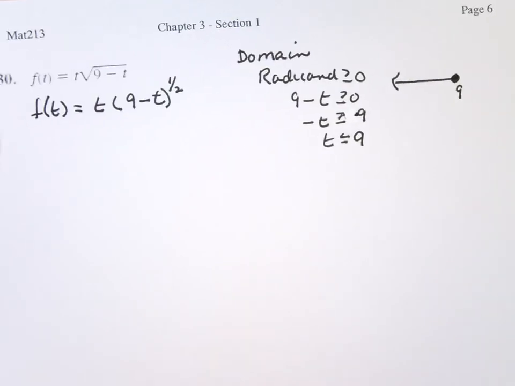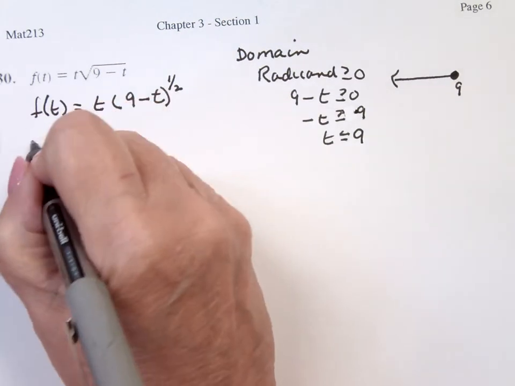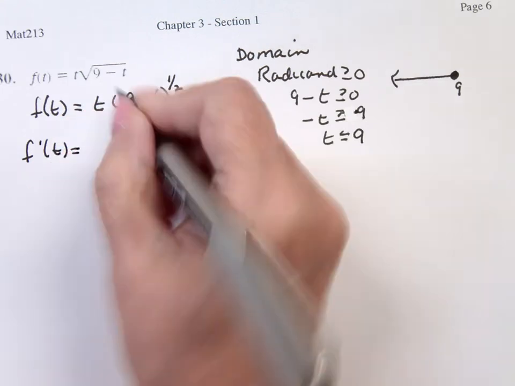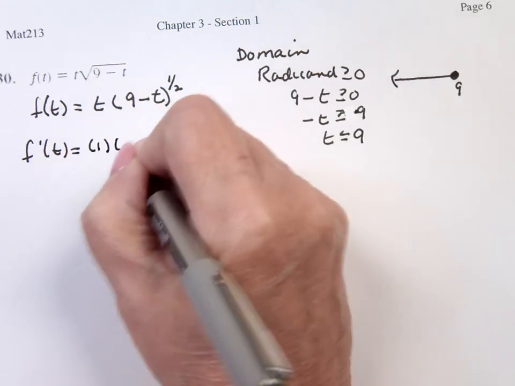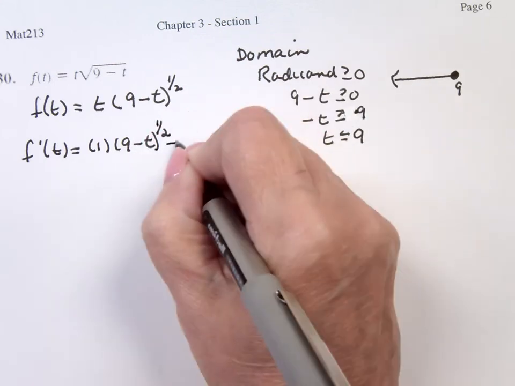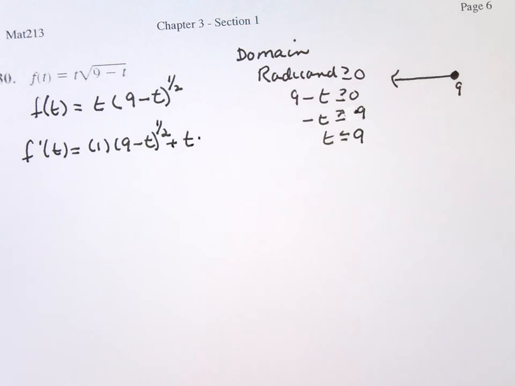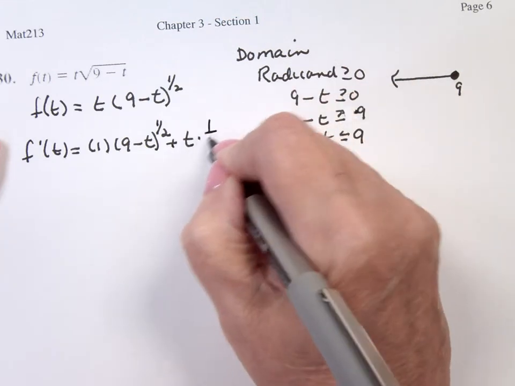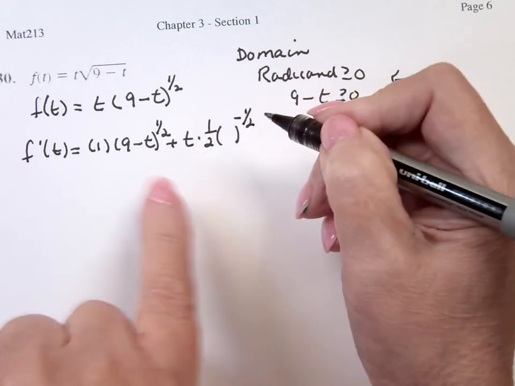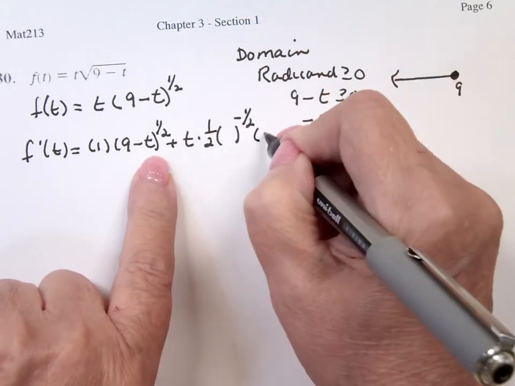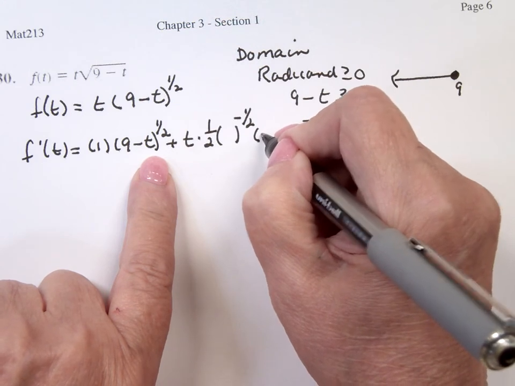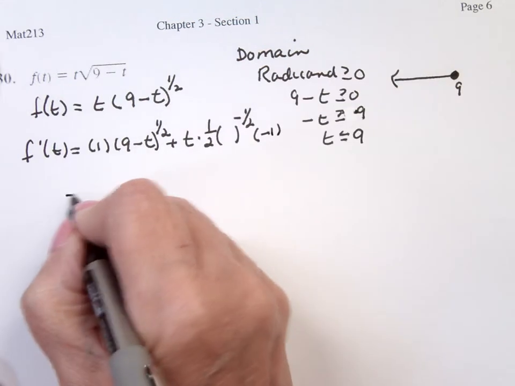So here we go. This is product rule. So I'm off to find the critical numbers. F prime of t equals the derivative of t, which is 1, the derivative of the first, times the second, plus the first times the derivative of the second, which is 1/2 times the blob to the negative 1/2 times the derivative of 9 minus t, which is negative 1.